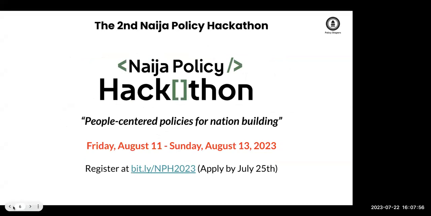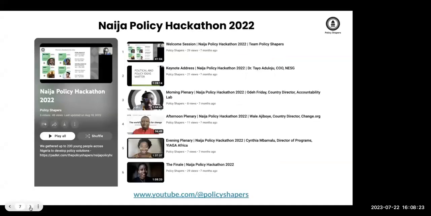So what we see there is really the date for the 2023 hackathon. It's from Friday, August 11th through the weekend to Sunday, August 13th. And the theme of the policy hackathon is people-centered policies for nation building. So if you haven't applied, please apply on or before 25th of July, which is just around the corner. So we encourage you to apply.